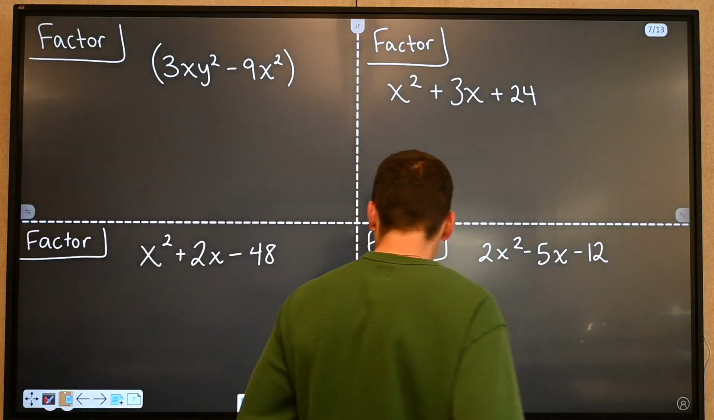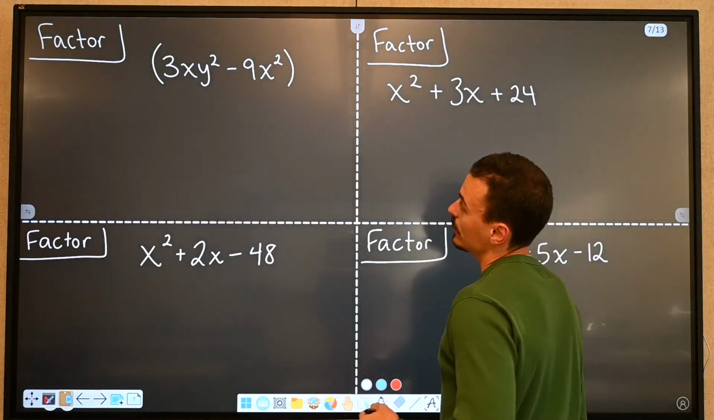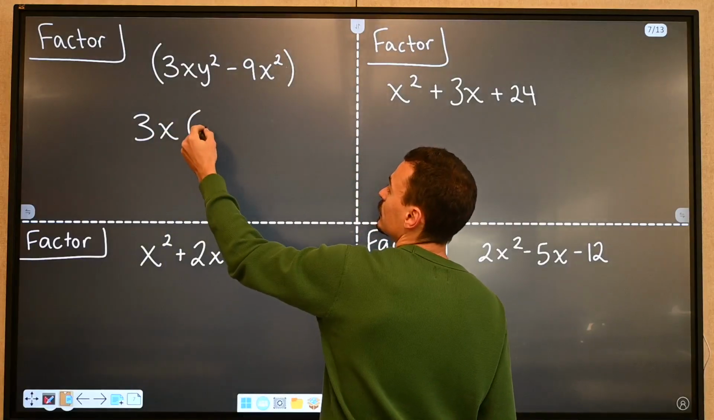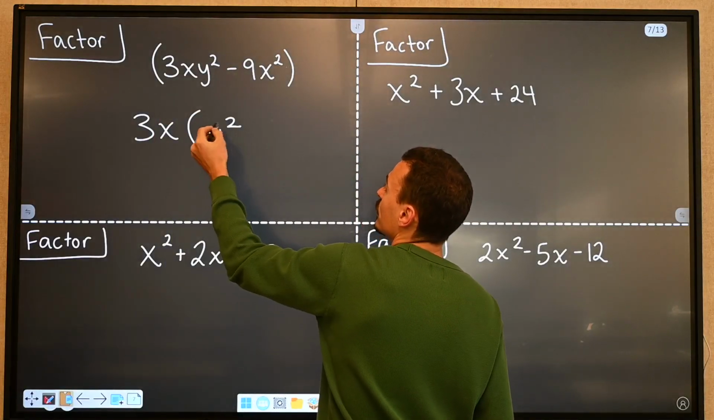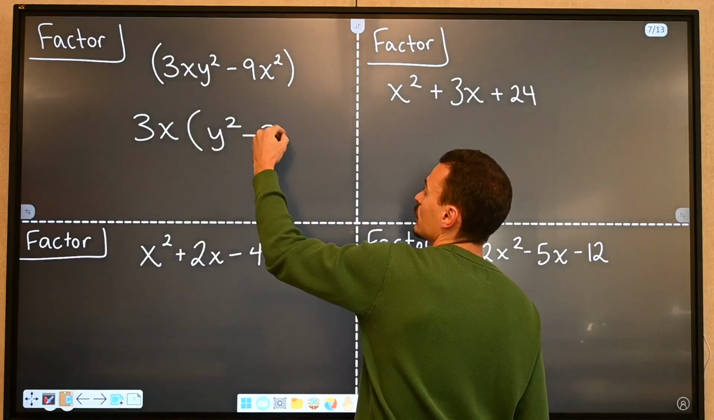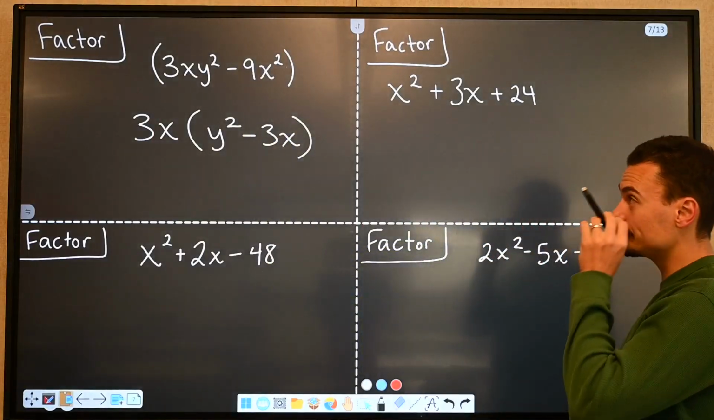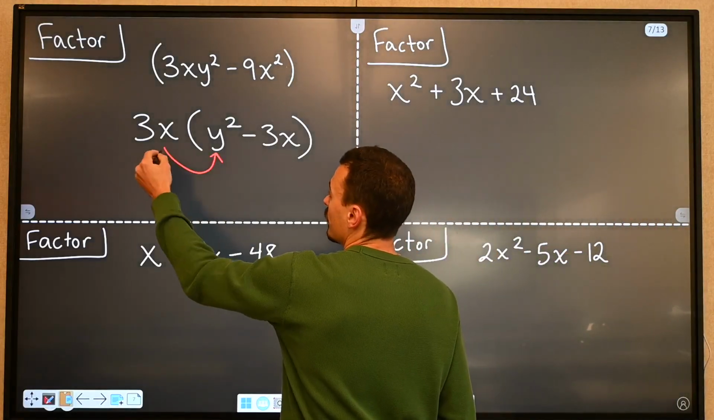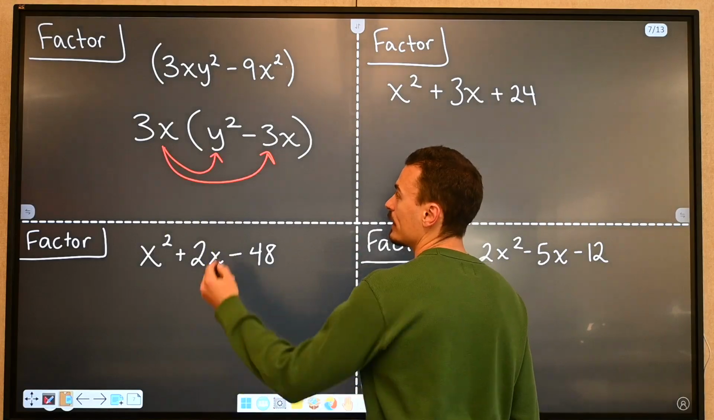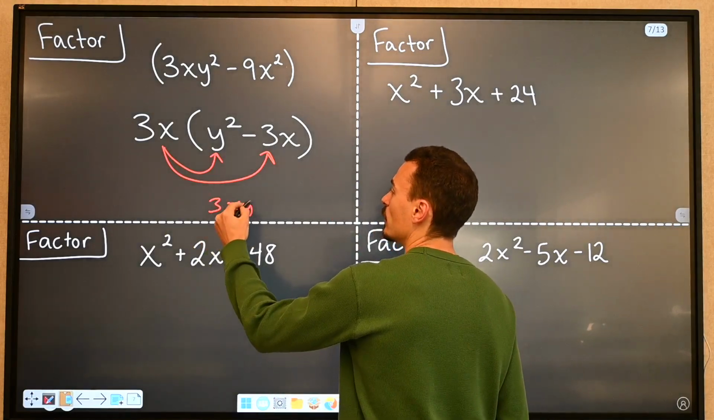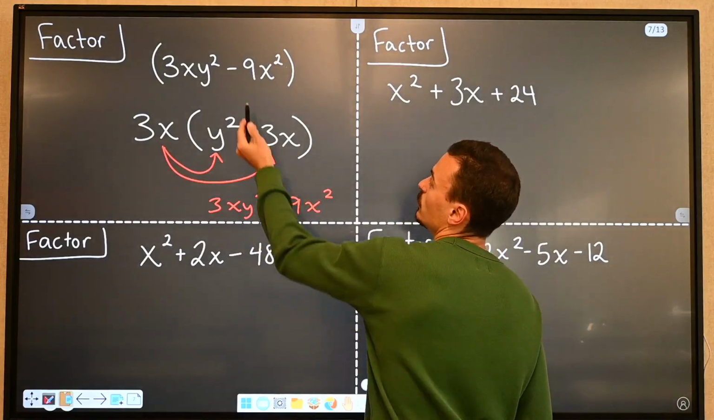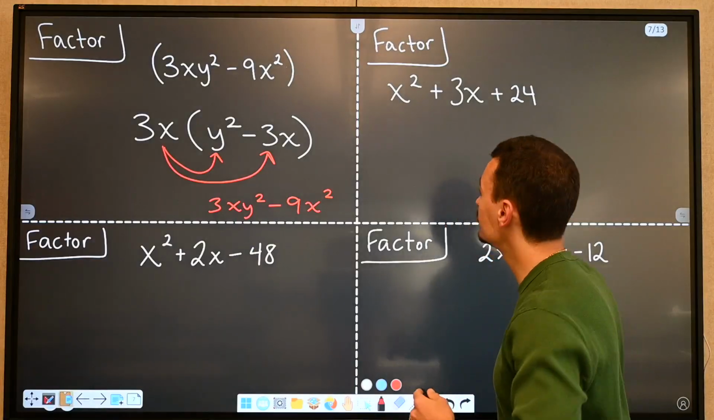All right, if you struggled on the warm-up, that is okay. We should have factored out a 3x here, leaving you with y squared minus 3x. You could always check your work by multiplying. So this would give you 3xy squared minus 9x squared. As long as this gets you what you started with, you're good.